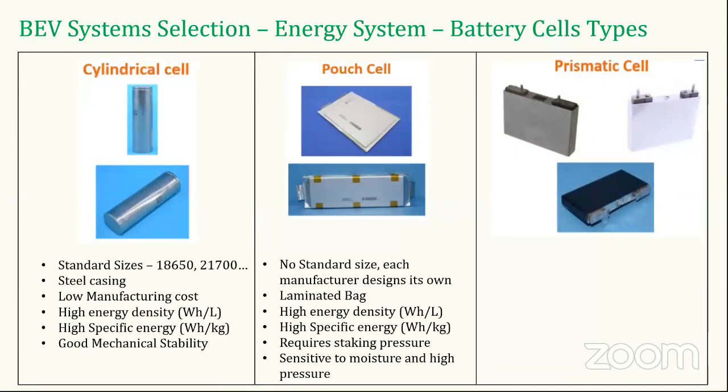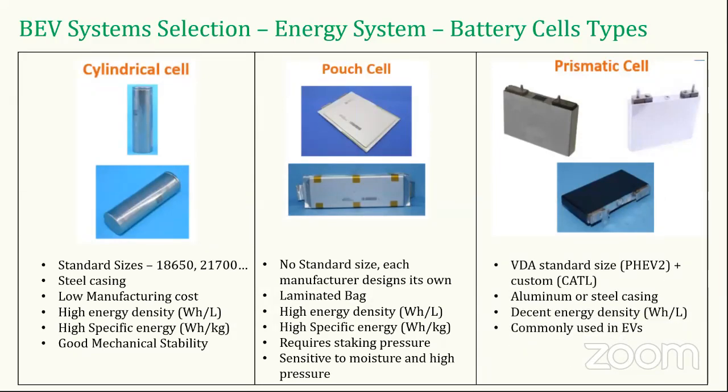The last type is the prismatic cell. It usually comes with the VDA standard, the German standard of PHEV2. And we also have the custom prismatic cells currently developed by the CATL supplier. It has aluminum and/or steel casing with a decent energy density, and these types of cells are commonly used in electric vehicles.